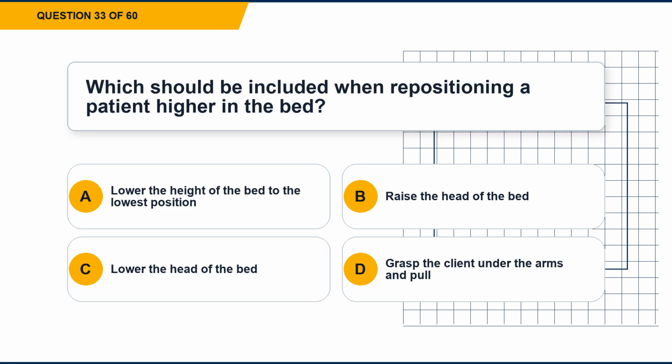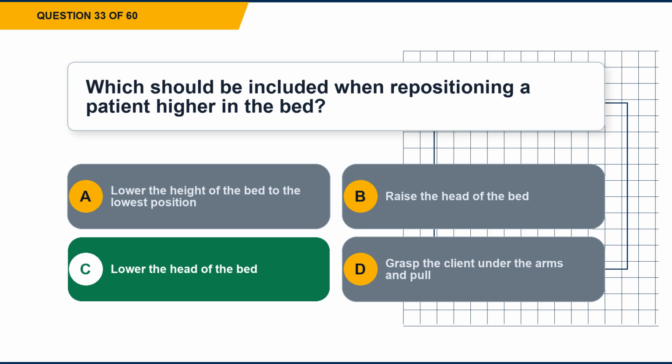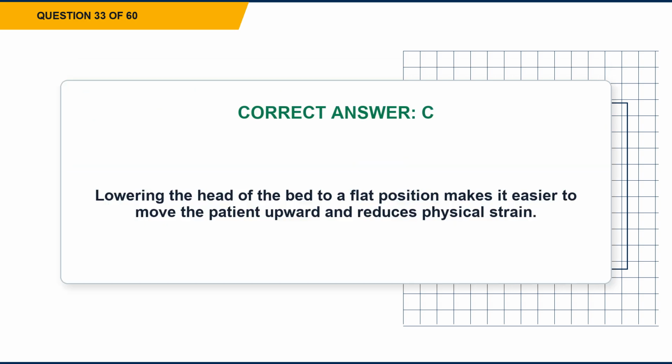Question 33. Which should be included when repositioning a patient higher in the bed? Option A, lower the height of the bed to the lowest position. Option B, raise the head of the bed. Option C, lower the head of the bed. Option D, grasp the client under the arms and pull. The correct answer is option C, lower the head of the bed. Explanation: lowering the head of the bed to a flat position makes it easier to move the patient upward and reduces physical strain.